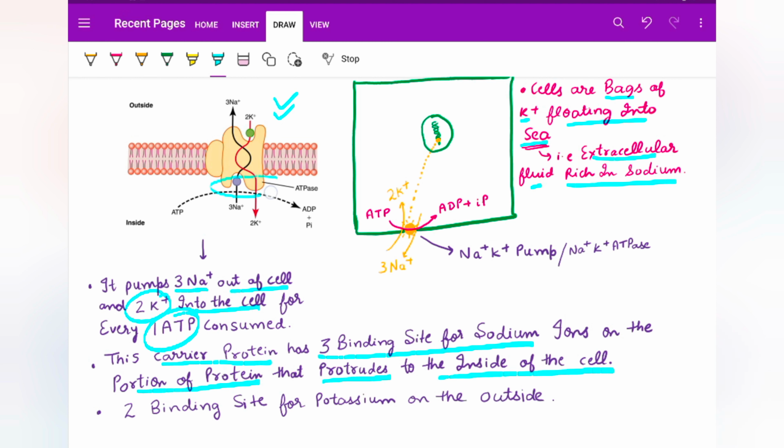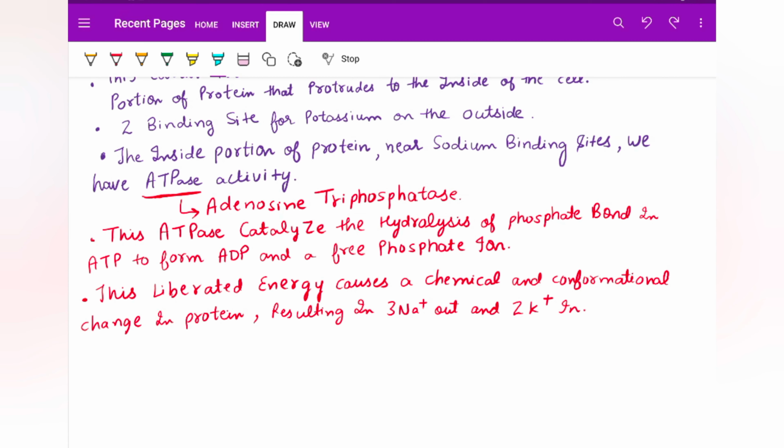This is the portion of the protein that is protruding inside, and here we have 3 binding sites for sodium, 2 binding sites for potassium on the outside. This is the portion of the protein which is protruding outside, and here we have 2 binding sites for potassium. Next, on the inside portion of the protein near the sodium binding sites we have ATPase activity.